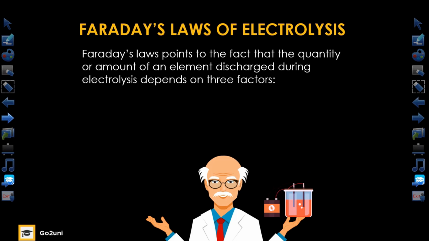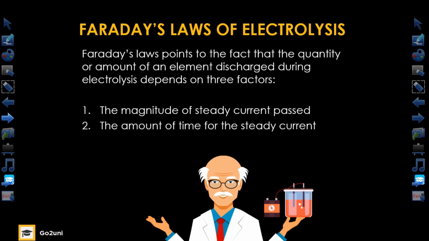What are these factors? First is the magnitude of the steady current that is being supplied. Second is the amount of time for this steady current to pass. And lastly is the charge on the ion of the element. So these are the factors that Michael Faraday considered in his two main laws of electrolysis.